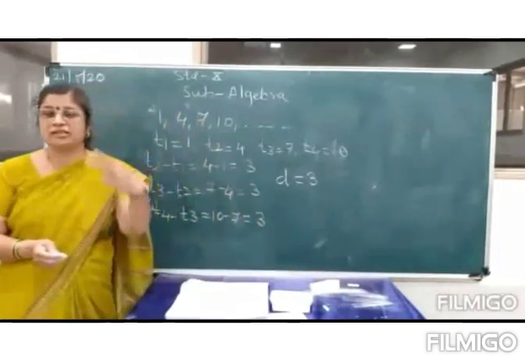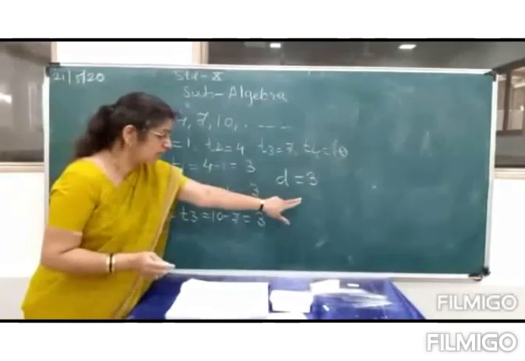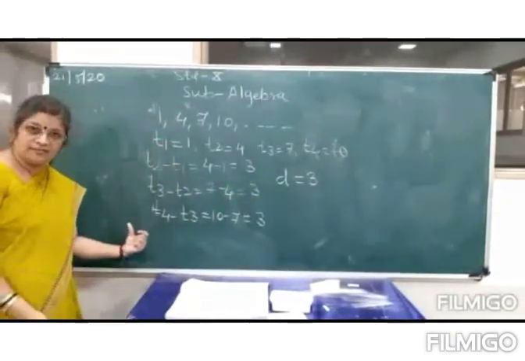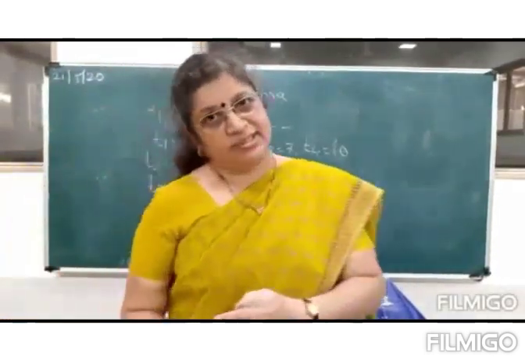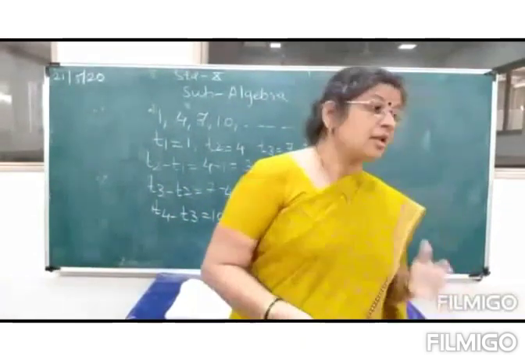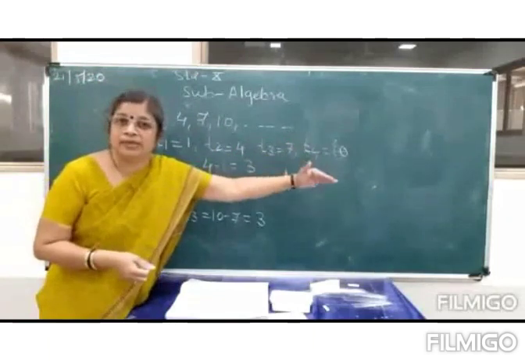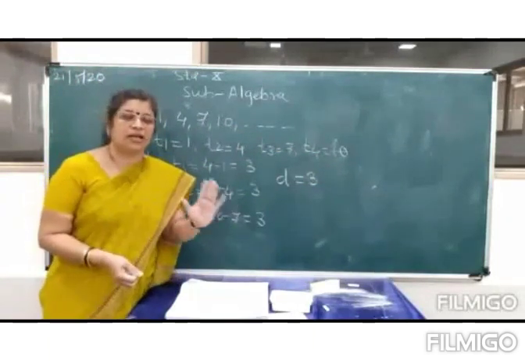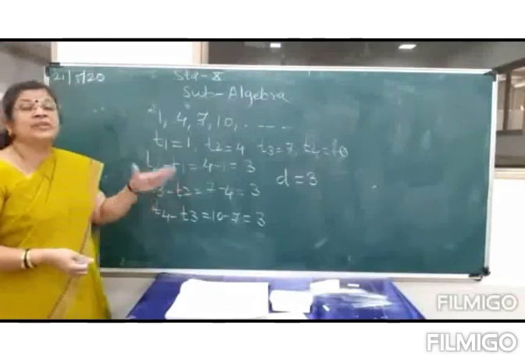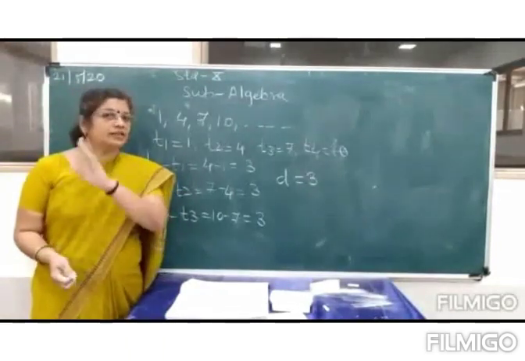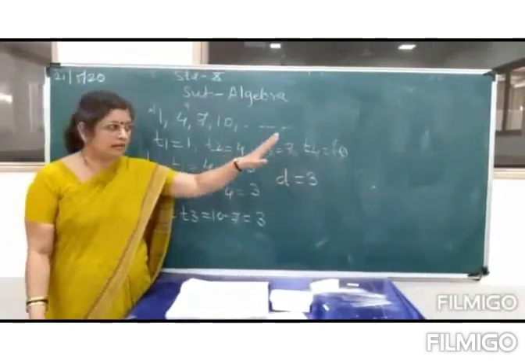There are 2 ways to write the answer. One way is, after doing this, what will you write? The common difference between the 2 consecutive terms is constant, that is D is equal to 3. Therefore, the given sequence is an AP. That statement you have to write down. I repeat, the difference between the 2 consecutive terms is constant, that is D is equal to 3. Therefore, the given sequence is an AP.